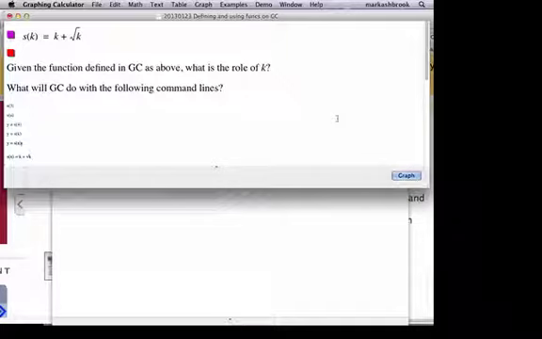And my question is, given this function defined, this function called S, the name of it's S, what is the role of k? What is the role of k? So get a partner and see, could you explain, what's the role of k in this function? And I'm going to get the roster up. We're going to call on you by name today. Go.